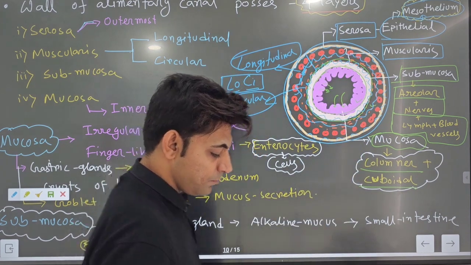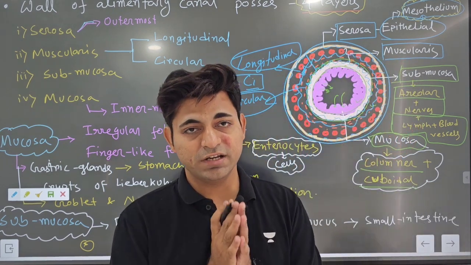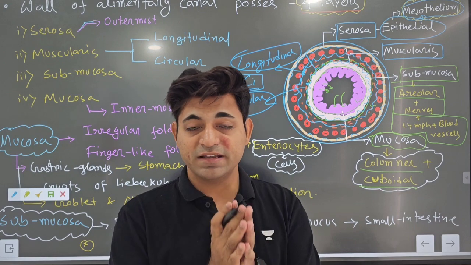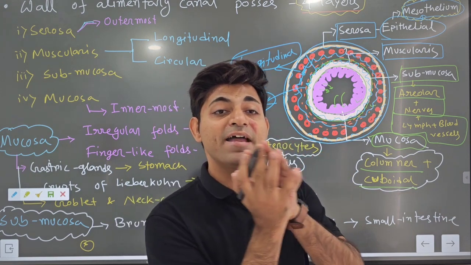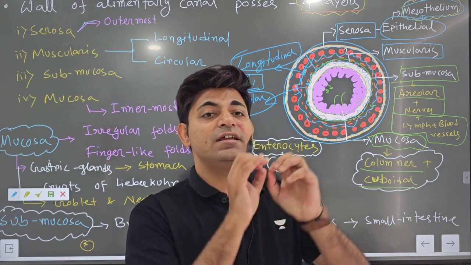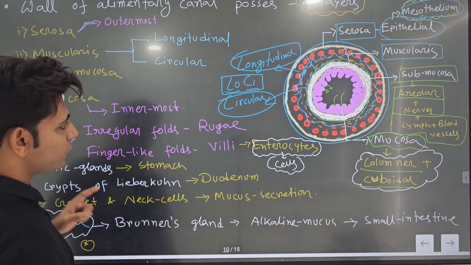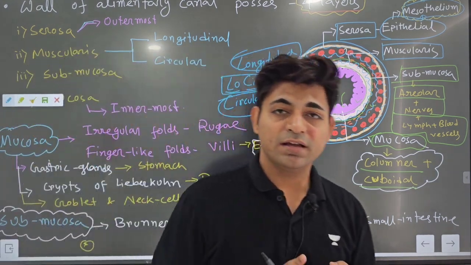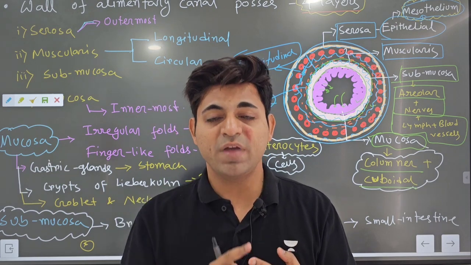That is called Meissner plexus. Meissner plexus is present in the submucosal layer, and Auerbach plexus, or myenteric plexus, is present in the muscularis layer. One more trick to remember: Auerbach is inside the muscle, or back plexus. Outside the muscle, in the submucosa, is the Meissner plexus.